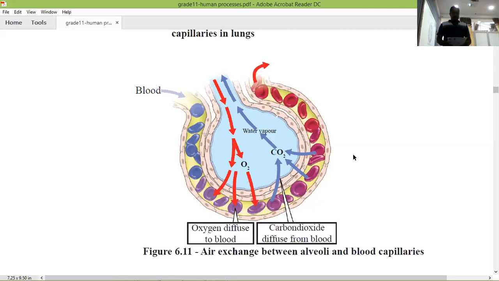You may be asked to explain how gas exchange is done in an alveolus structure.